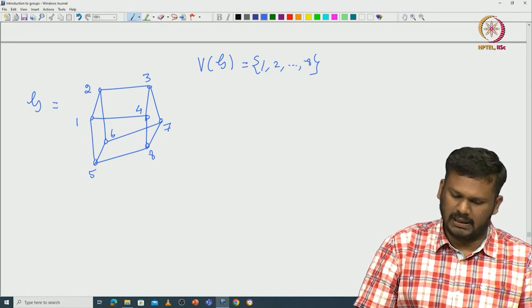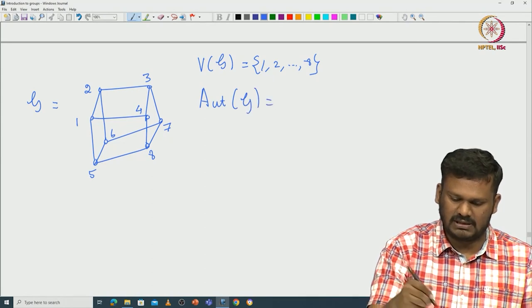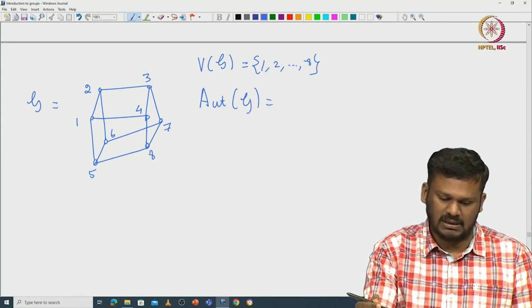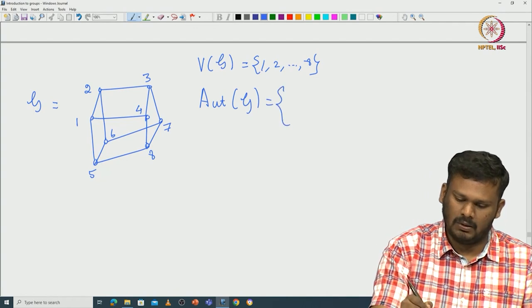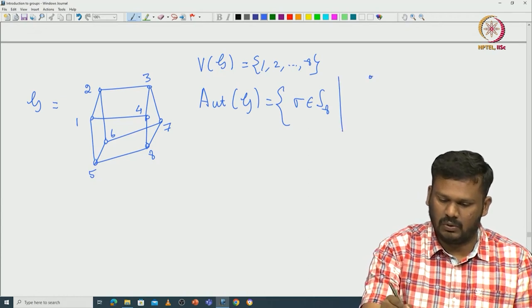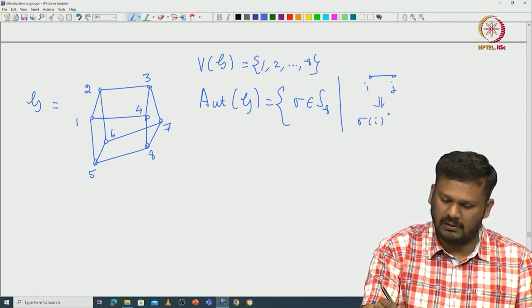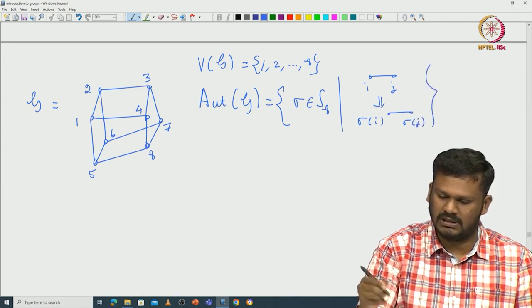So, now recall what the automorphism of this graph is. An automorphism of this graph is just a permutation of these vertices satisfying some property. Those permutations on these vertices such that whenever you have an edge from i to j, if and only if that implies there is an edge from sigma i to sigma j. Okay. So, this is the condition.